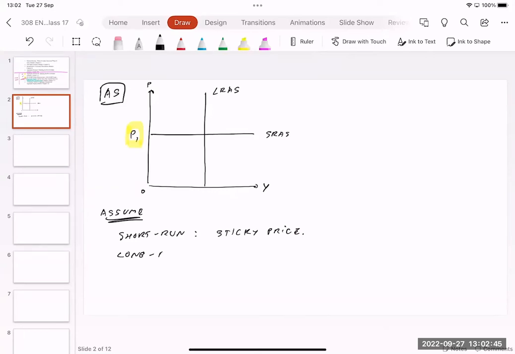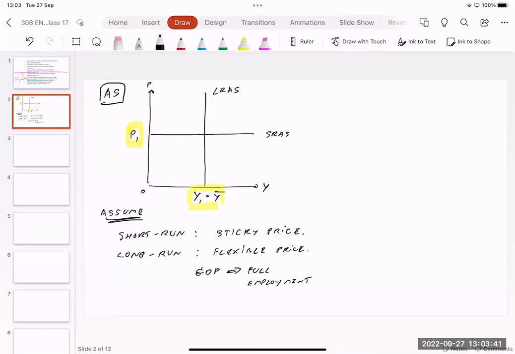Then we have the assumptions for the long run. We assume that in the long run, firms can change the price to whatever they want. So in the long run, we have flexible prices. That's why the curve is vertical, because they can set the price up or set the price down. The other assumption for the long run is that firms are going to produce at the full employment level. That's why I write down here Y1 equals Y bar. So in the long run, GDP is going to stay at the full employment level. This is what we learned in the midterm exam.